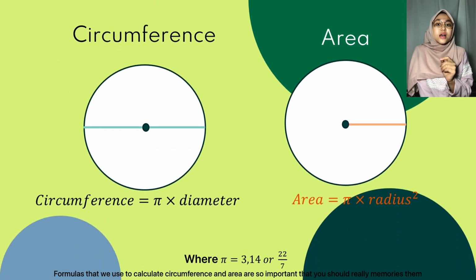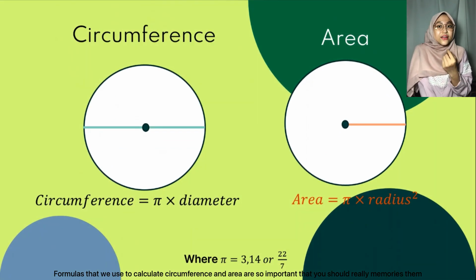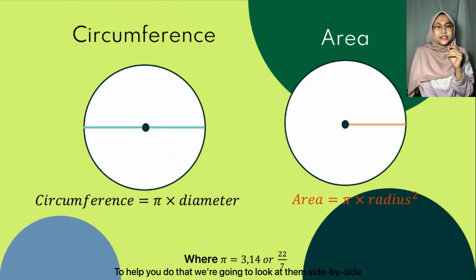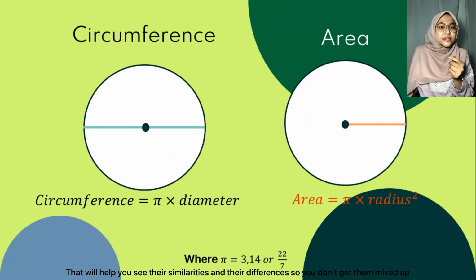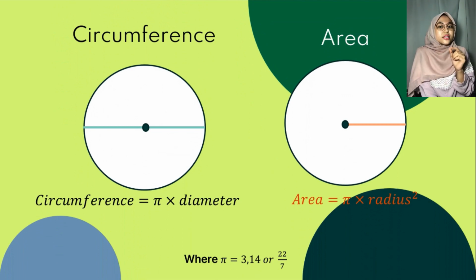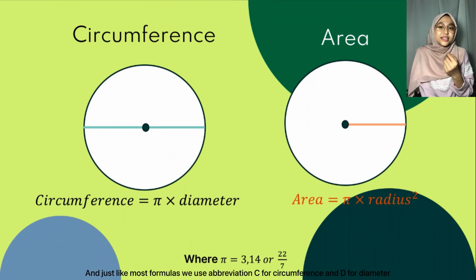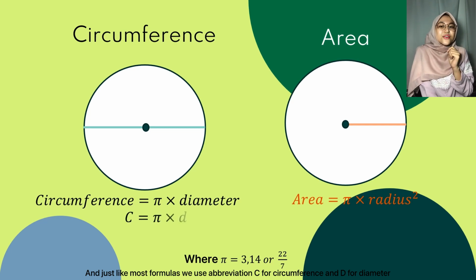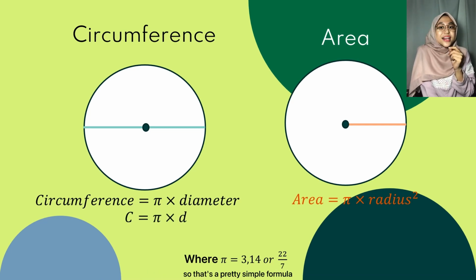Formulas that we use to calculate circumference and area are so important that you should really memorize them. To help you do that, we're going to look at them side by side, that will help you see their similarities and their differences, so you don't get them mixed up. The formula for finding the circumference is circumference equals pi times diameter. And just like most formulas, we use abbreviation C for circumference and D for diameter. So that's a pretty simple formula.